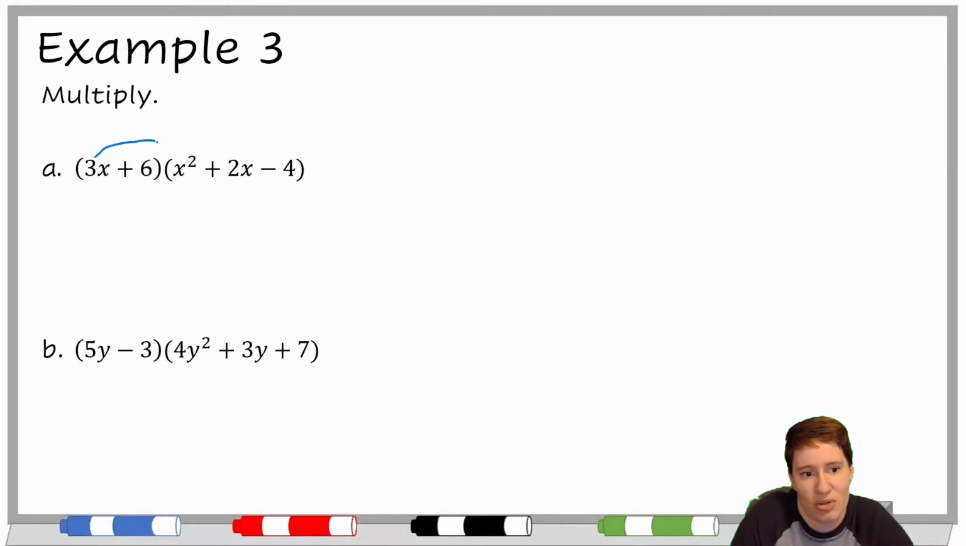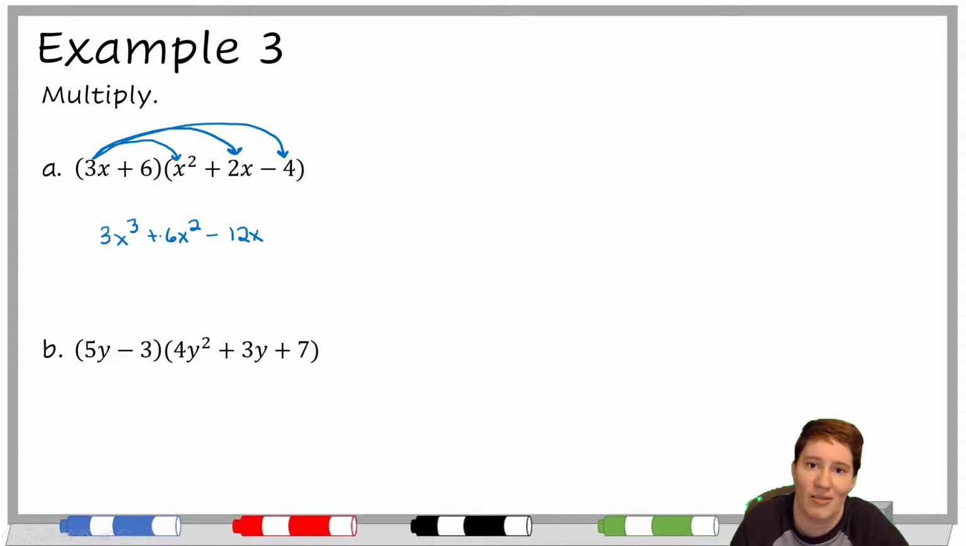So we're going to distribute the 3x to this parentheses. So 3x times x squared is 3x cubed. And then I'm going to do 3x times 2x, which is plus 6x squared. And then I'm going to do 3x times negative 4, which is negative 12x. And then I'm going to stop for a second and be like, I'm halfway there.